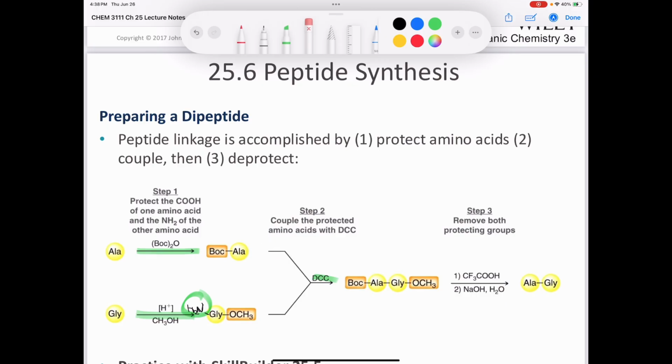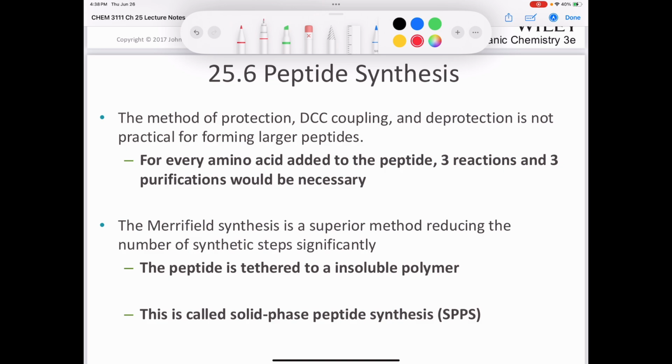Now again, I'm going to erase all the scribbling that I put on there. So now we've made our new peptide bond, which is right here between the alanine and the glycine. And to remove the Boc group, we're going to treat it with TFA. And then to hydrolyze the ester, we're just going to use strong base, just a saponification reaction.